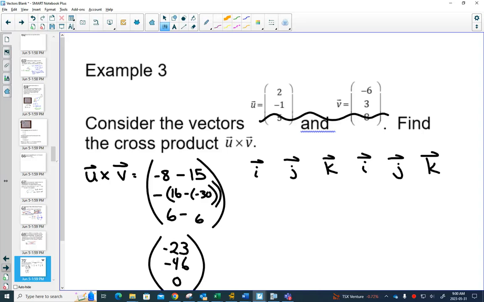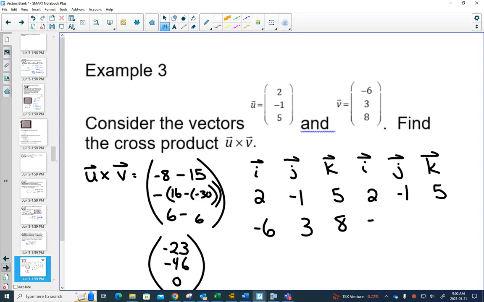No, it's good. So I'm going to write ijk twice. I take my first vector, which is u, and I write it 2, -1, 5, 2, -1, 5. I take my second vector v, write it twice, -6, 3, 8, -6, 3, 8.